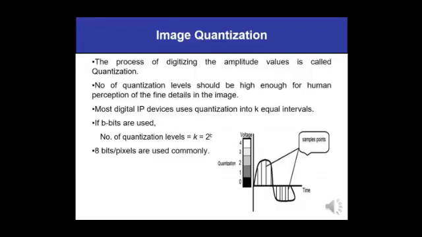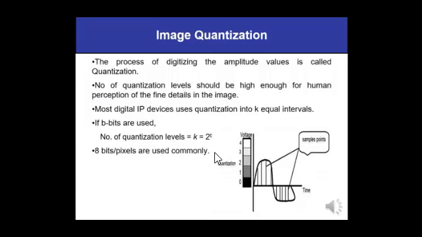Now let's see what image quantization is. The process of digitizing the amplitude values is quantization. Quantum means parts or components. The number of quantization levels should be high enough for human perception of fine details in the image. Whatever image our human eye looks at is a union of such small parts, small quanta. So the quantization level should always be high.